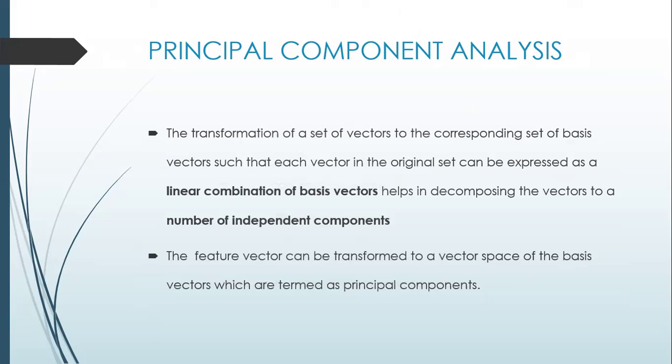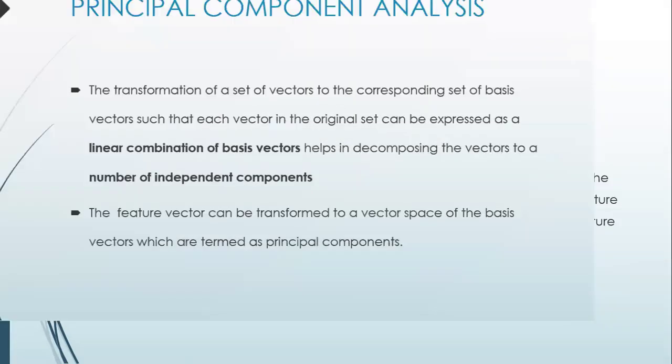The principle behind principal component analysis is that a linear combination of basis vectors helps in decomposing the vectors into a number of independent components. That is, the components will be converted in an orthogonal manner such that they are independent of each other. The feature vector can be transformed to a vector space of the basis vectors, which we term principal components.